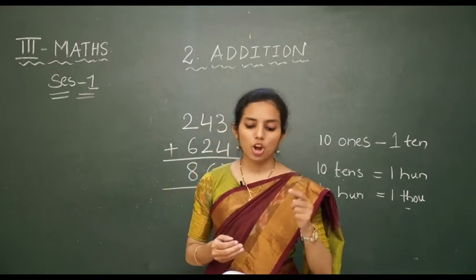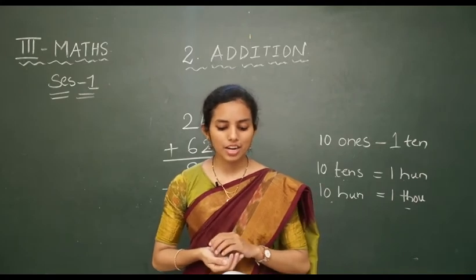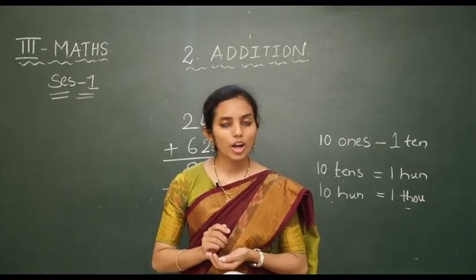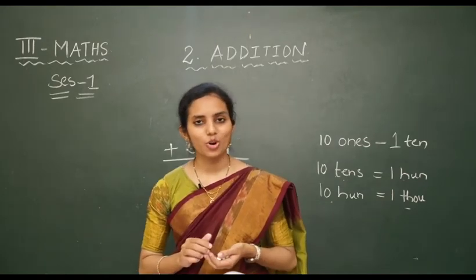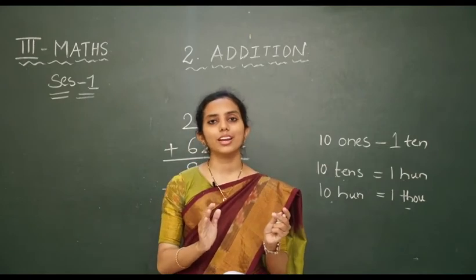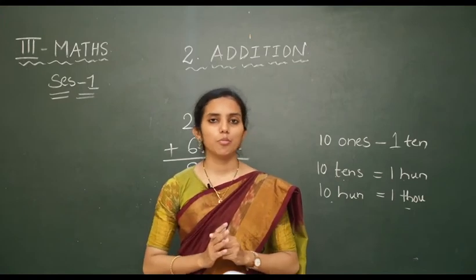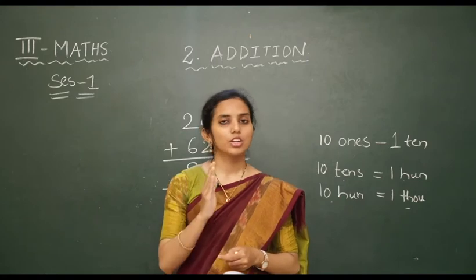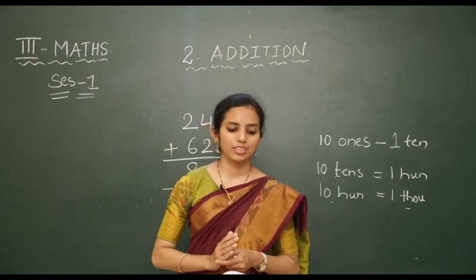867. The second problem: a shopkeeper has 643 Coca-Cola bottles and 294 Limca bottles in his shop. Find the total number of bottles in his shop. So both Coca-Cola bottles and Limca bottles we have to add and write the sum of the bottles present in the shop. So 643 plus 294. I want you to do this here in the textbook itself.